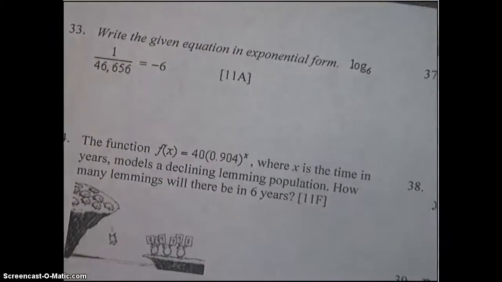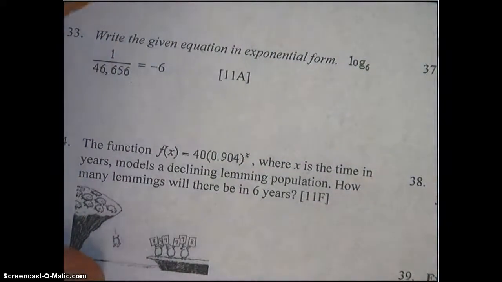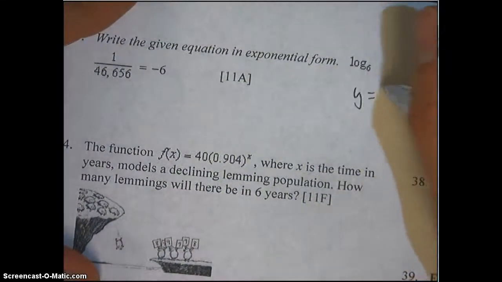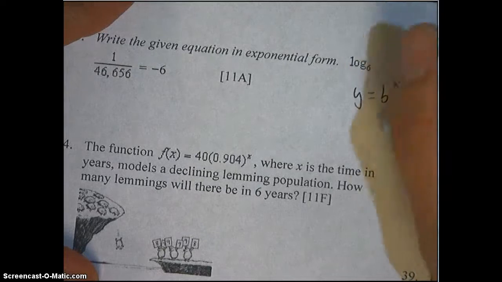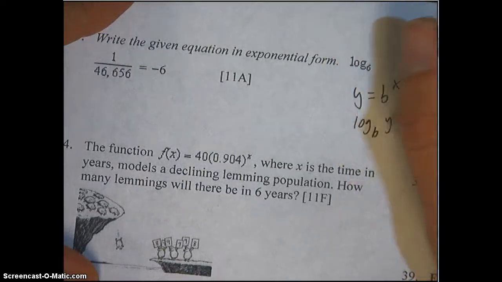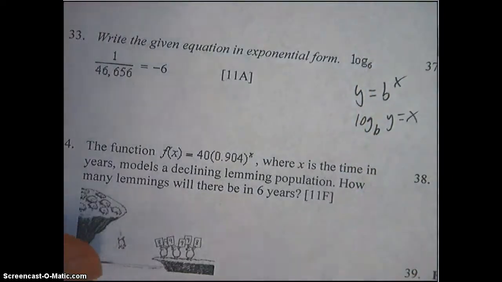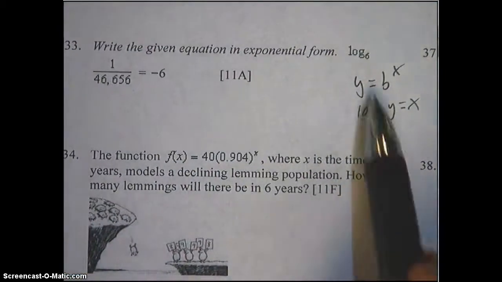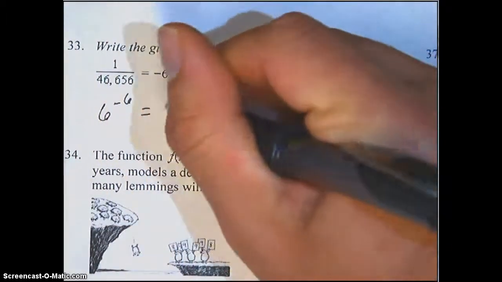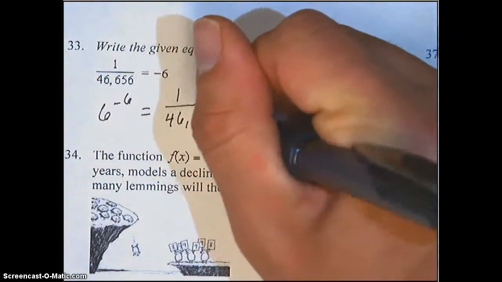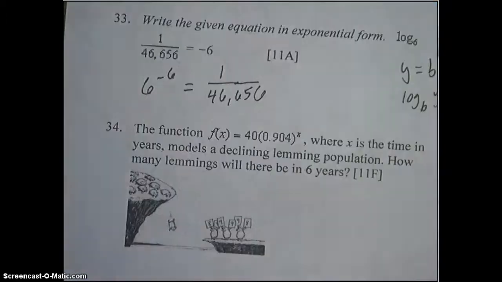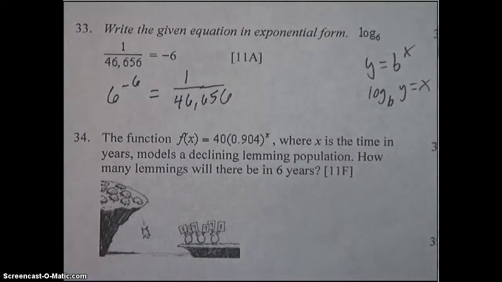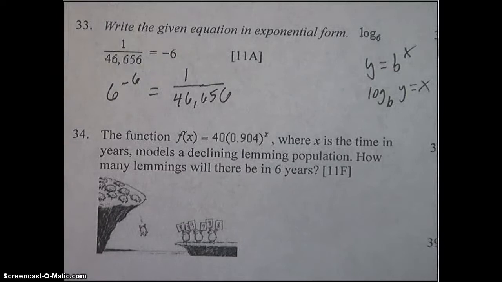Number 33 says write the given equation in exponential form. So that's the same rules. Y equals b to the x, and then log base b of y equals x. So it's in logarithmic form, so I'm going to write it in exponential form. Start with the base. The base of the logarithm is 6. To the negative 6th power equals 1 over 46,656. And that's how you'd rewrite number 33. It's not much work to show there, obviously.